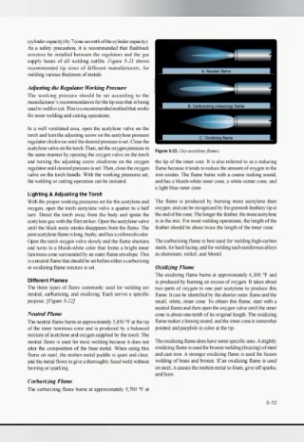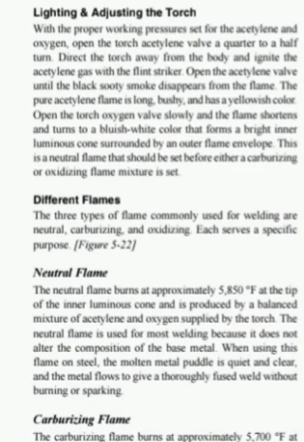Lighting and adjusting the torch. With the proper working pressure set for the acetylene and oxygen, open the torch acetylene valve a quarter to a half turn. Direct the torch away from the body and ignite the acetylene gas with the flint striker. Open the acetylene valve until the black sooty smoke disappears from the flame.